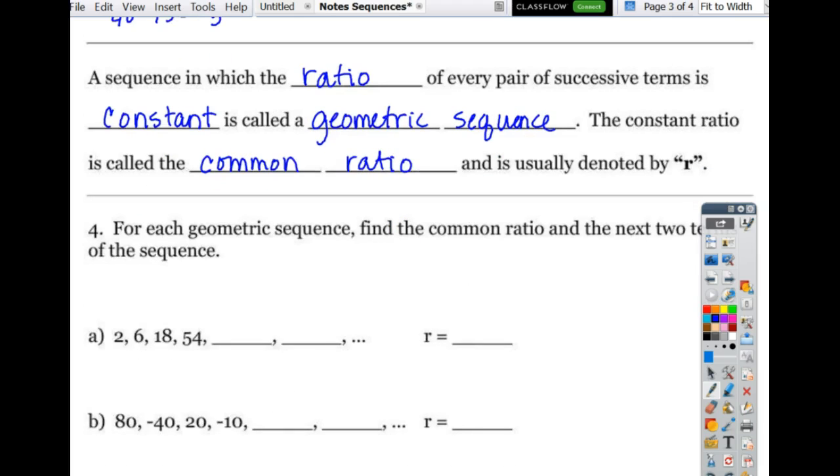So if I take 6 divided by 2, I get 3. 18 divided by 6, I get 3. So R is 3, which means I'm going to multiply by 3. So I'm going to get 162 and 486.